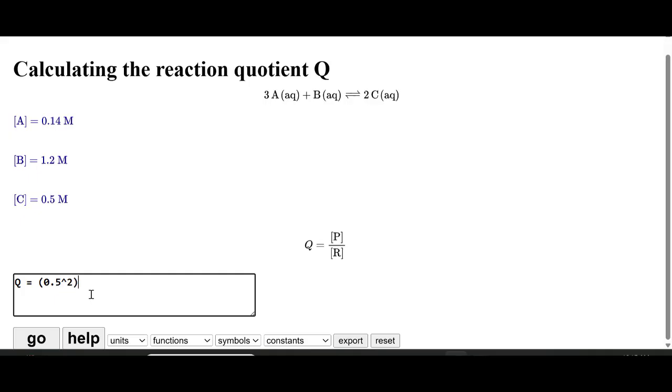So that's all products, and then we divide it by a big fraction with all of the reactants. We have 3 A's, so we have to take the 0.14 molar, drop the molar, and then raise it to the 3rd power, or cube it. And then we have to multiply it by the concentration of B. Here that's just the concentration of B without the molar, because there's a stoichiometric coefficient of 1. Let's just make this a bit cleaner.